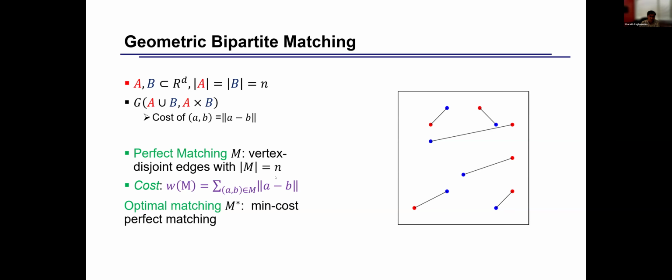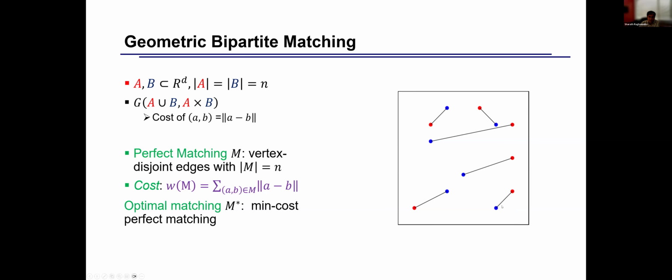Just to give you an idea, independently, geometric bipartite matching has of course been studied extensively for the last several decades. The problem is essentially the following: you're given two sets of points, let's say in two-dimensional space, the red set and the blue set, and a complete bipartite graph on this set of points. The goal is to compute a set of vertex-disjoint edges of cardinality n, which has the smallest possible cost.